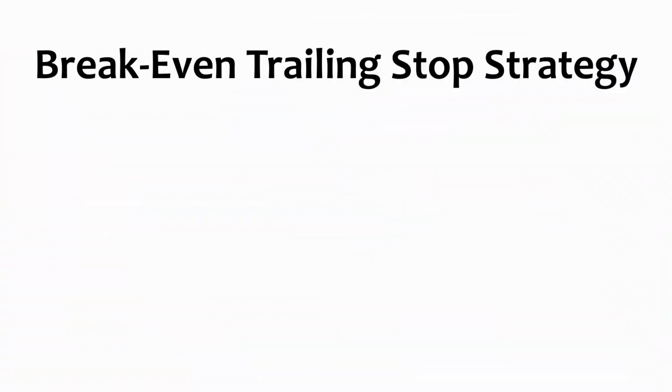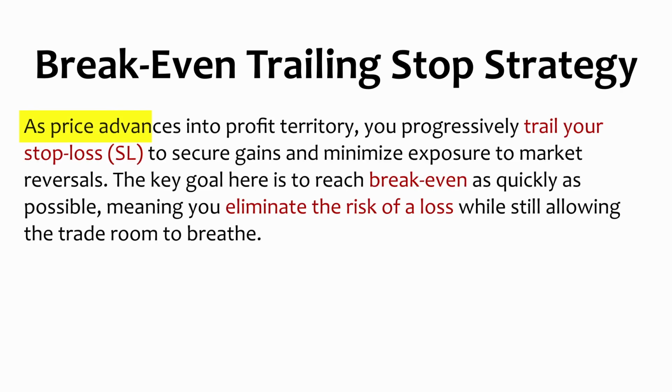The third risk management approach is the break-even trailing stop strategy. This strategy is designed to lock in profits whilst reducing risk as price moves into your favor. As price advances into profit territory, you progressively trail your stop loss to secure gains and minimize exposure to market reversals. The key goal here is to reach break-even as quickly as possible, meaning you eliminate the risk of loss while still allowing the trade room to breathe. Whilst this strategy is straightforward, it's incredibly effective when used properly. It works best when your stop loss is trailed in accordance to market structure.